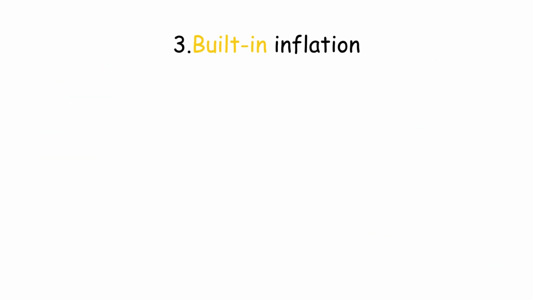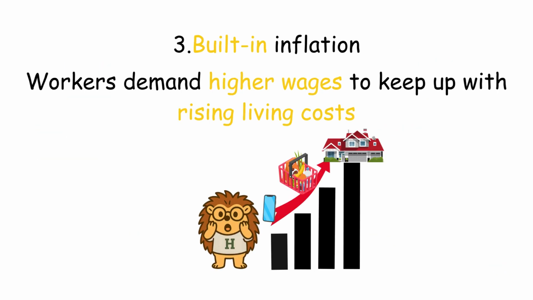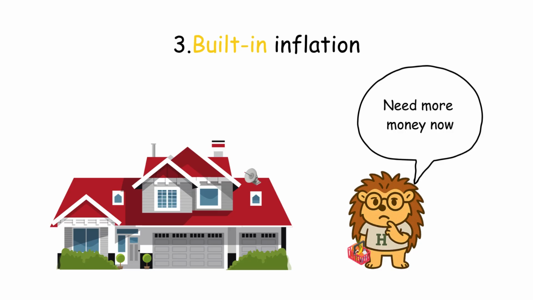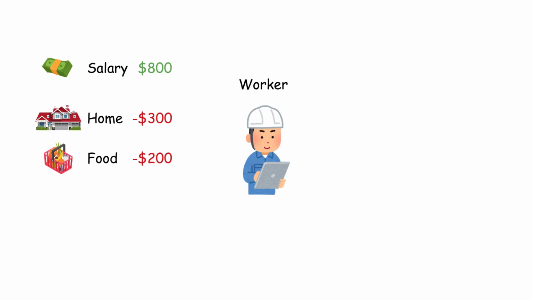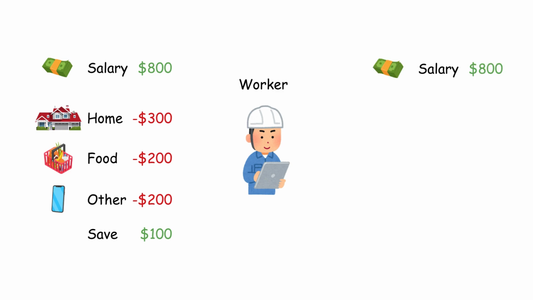Built-in inflation. This happens when the cost of living goes up, and workers are forced to ask for higher wages in order to maintain their standard of living. Let's look at an example of a factory worker. His average salary is $800, which covers expenses like housing, food, phone service, and other small daily costs. Each month, he's able to save $100 from what's left over.